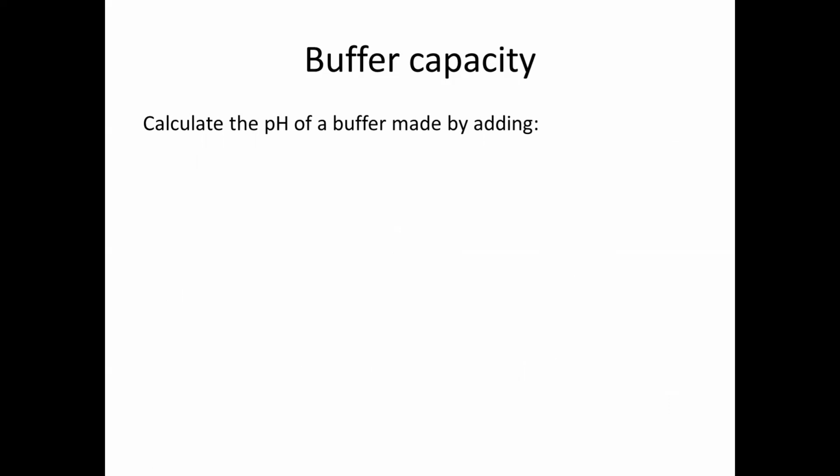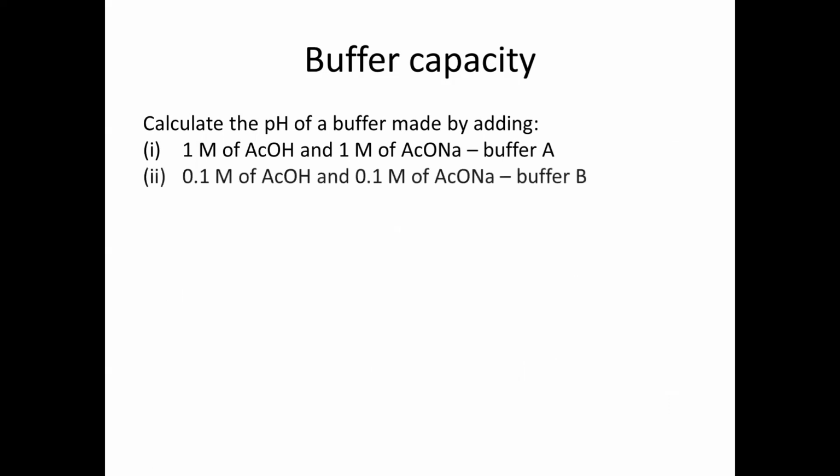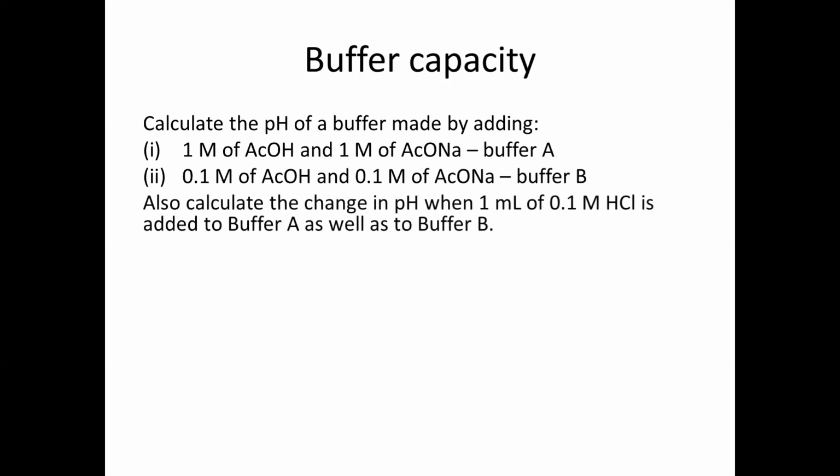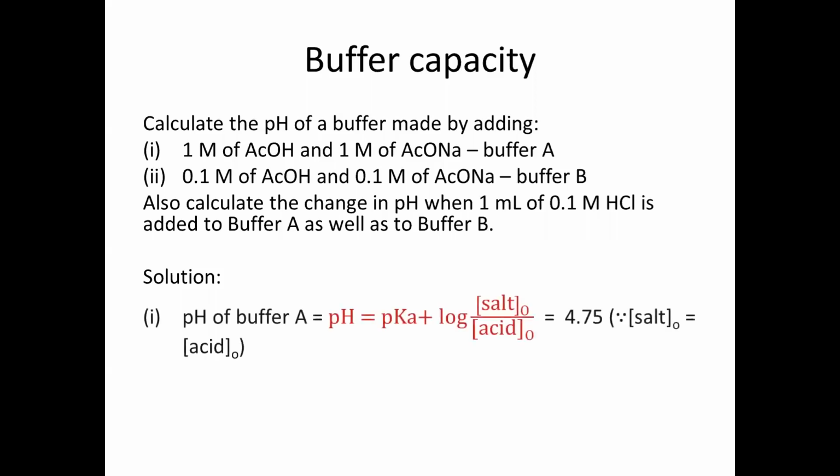Calculate the pH of a buffer made by adding 1 molar of acetic acid and 1 molar of sodium acetate. Let us label this buffer as buffer A. Also calculate the pH of a buffer made by adding 0.1 molar of acetic acid and 0.1 molar of sodium acetate and label this as buffer B. Also calculate the change in pH when 1 ml of 0.1 molar HCl is added to buffer A as well as to buffer B. So let us solve this problem in a stepwise manner.